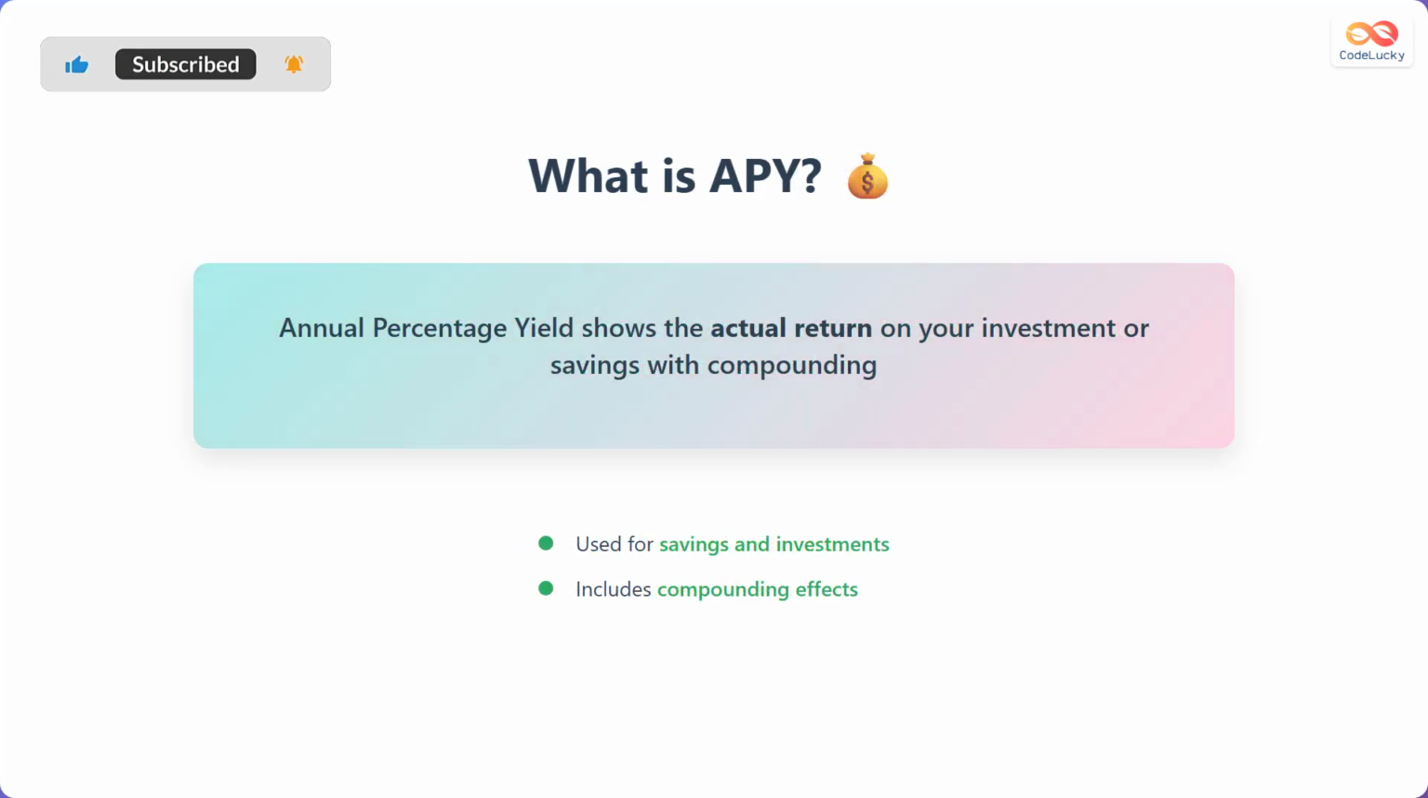APY stands for annual percentage yield. Unlike APR, APY is all about earning money, not spending it. APY shows you the actual return you'll get on your savings account, certificate of deposit, or investment over 1 year. The key difference is that APY includes the power of compounding. Compounding means you earn interest not just on your original deposit, but also on the interest you've already earned. This snowball effect can significantly boost your returns over time, making APY higher than the simple interest rate.